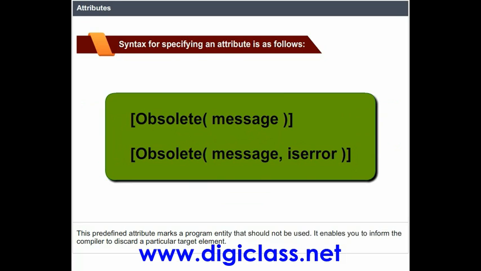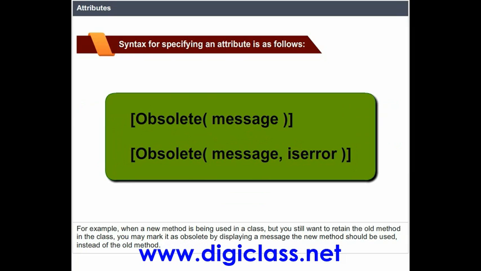This predefined attribute, Obsolete, marks a program entity that should not be used. It enables you to inform the compiler to discard a particular target element. For example, when a new method is being used in a class, but you still want to retain the old method in the class, you may mark it as obsolete by displaying a message saying the new method should be used instead of the old method.